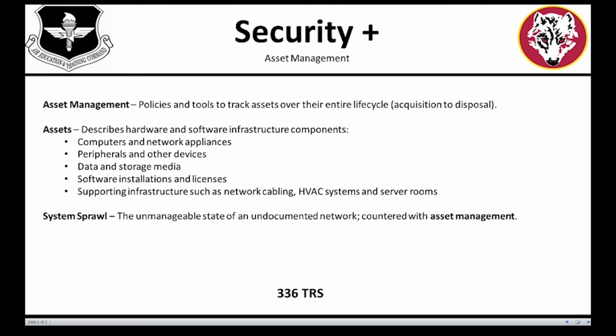Now, asset management is critical for an organization. You need to know, one, what items your company has available, two, what they have on their network, and three, who's utilizing them. All of that falls within the asset management program. Now, what is asset management? These are policies and tools that you use to track assets over their life cycle.